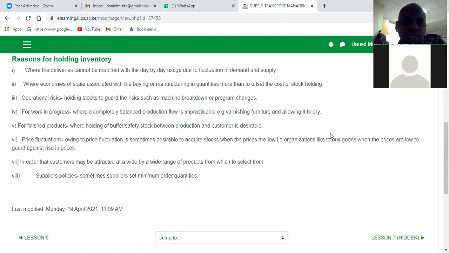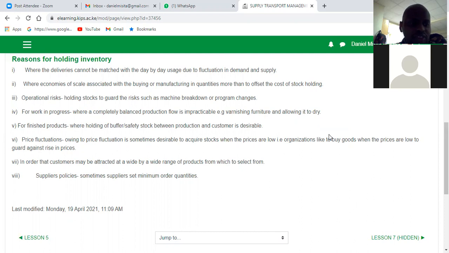Then for work in progress, we have materials like furniture, for example. They require a lot of drying up. So it is always important for the organization or for the employees to ensure that they keep stock. And this basically helps to ensure that in the event we have sudden demand, they'll be able to satisfy that demand. Then for finished products, holding a buffer stock or safety stock between production and customer is desirable. So it is always important to keep safety stock so that in the event you get unplanned demand, you'll always be able to satisfy the customers.